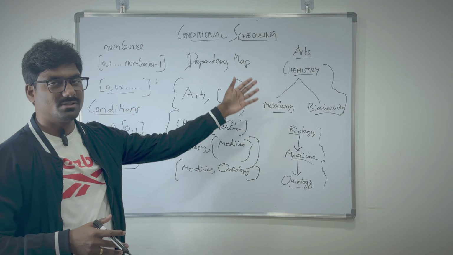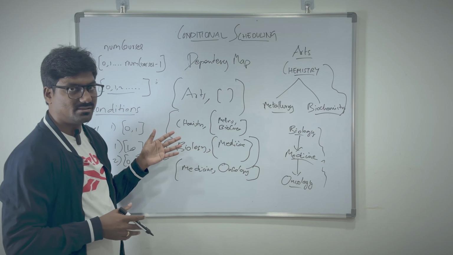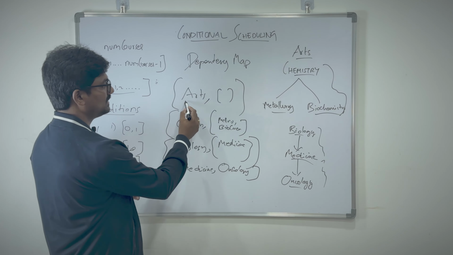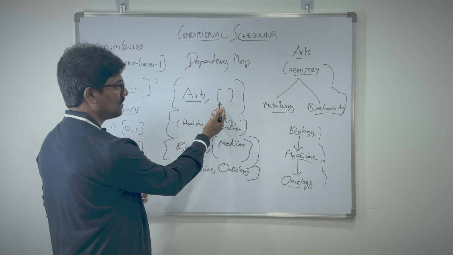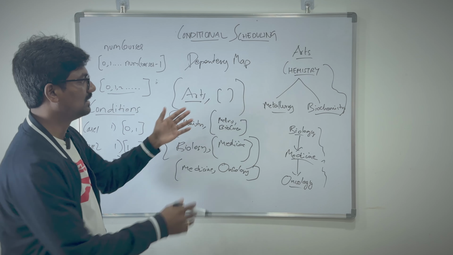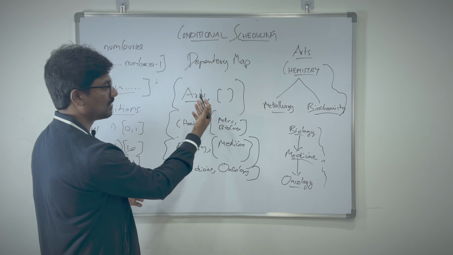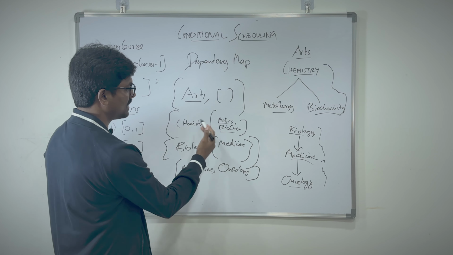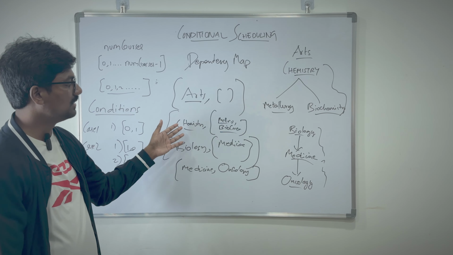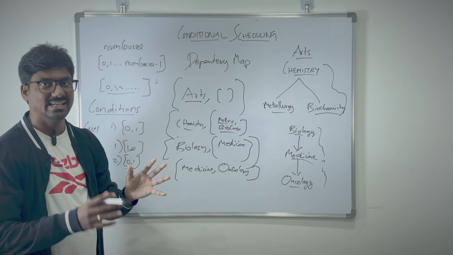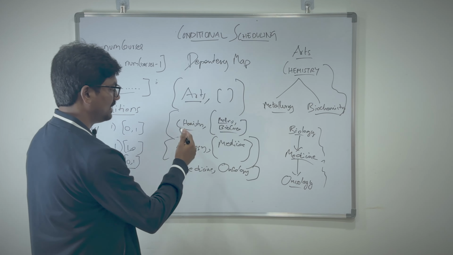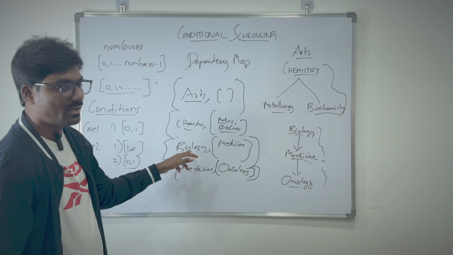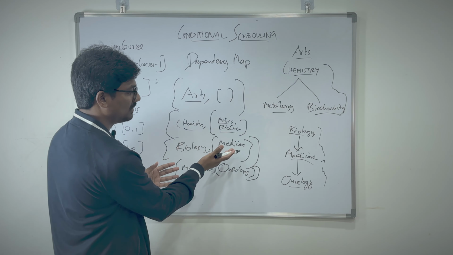So based on the conditions which we see here, I have created the dependency map just to explain better. The arts, after you learn arts, you won't learn anything. Okay, because there is no course which is dependent on arts. Okay, so there are two courses, metallurgy and biochemistry, which are dependent on chemistry. So after learning chemistry, you can learn these two courses in an independent way. Okay, and the next one is medicine, which is dependent on biology. So once you learn biology, you'll learn medicine.